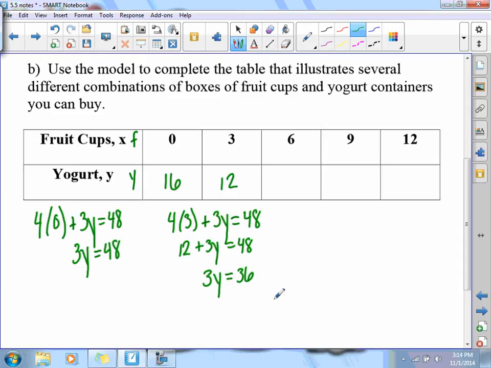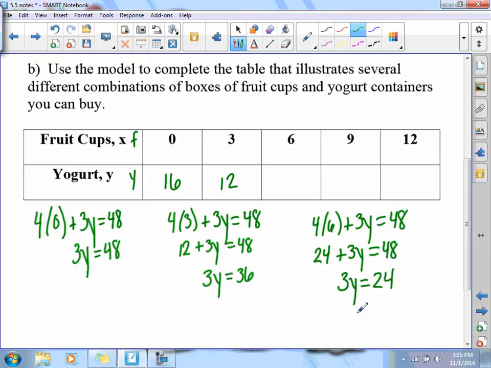Okay. Now let's do one more and then let's see if there's a pattern. Maybe we can use that pattern to complete the rest of our table. Now here I'm buying 6 fruit cups. So 4 times 6 plus 3y equals 48. 4 times 6 is 24, and then we're going to subtract the 24 over. So that gets me 24, and then when I divide, I have 8. All right, so we're definitely going down 4 and then down 4 again. So 8 minus 4 would be 4, and 4 minus 4 would be 0.